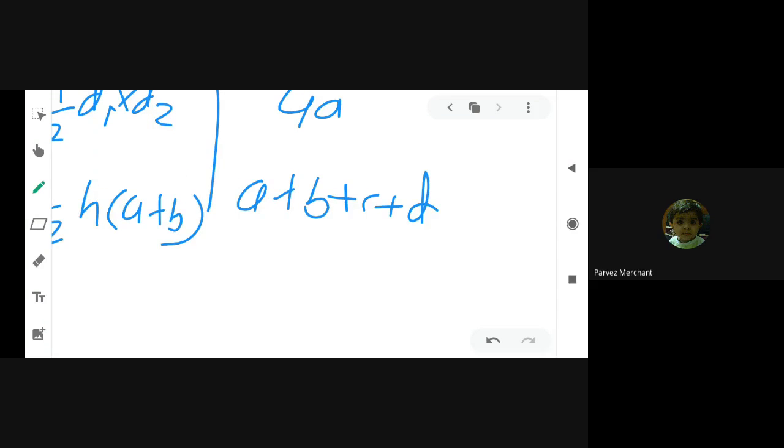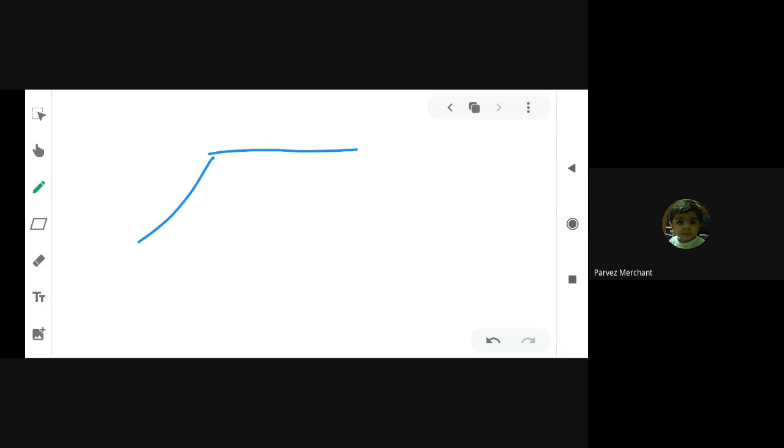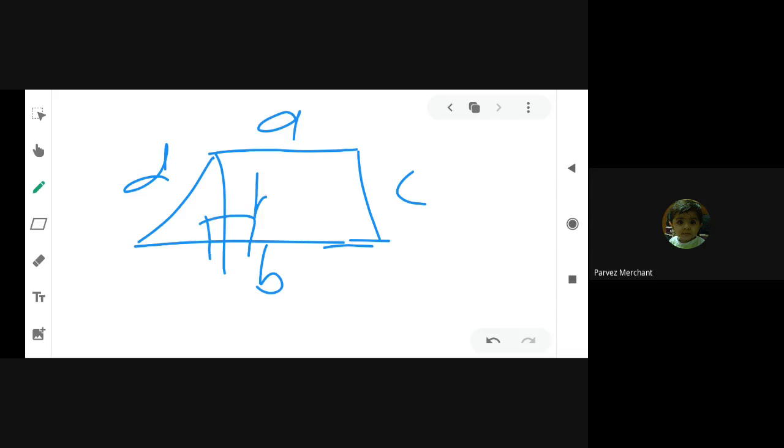You can see the trapezium I am drawing here, so you can understand clearly. For example, these two sides are parallel, A and B. This side is C and this side is D. It is perpendicular height H. So if you want to find the area of trapezium, how can you find it? 1 by 2 height into sum of these two parallel sides. Which two parallel sides? A and B. Did you get it? Yes, sir.